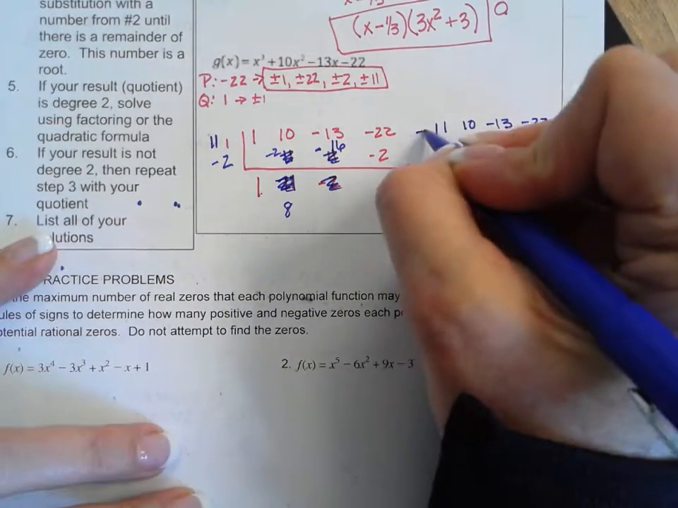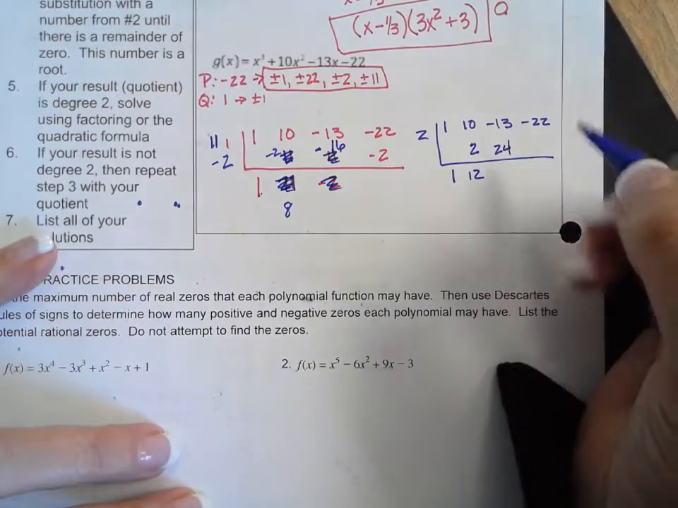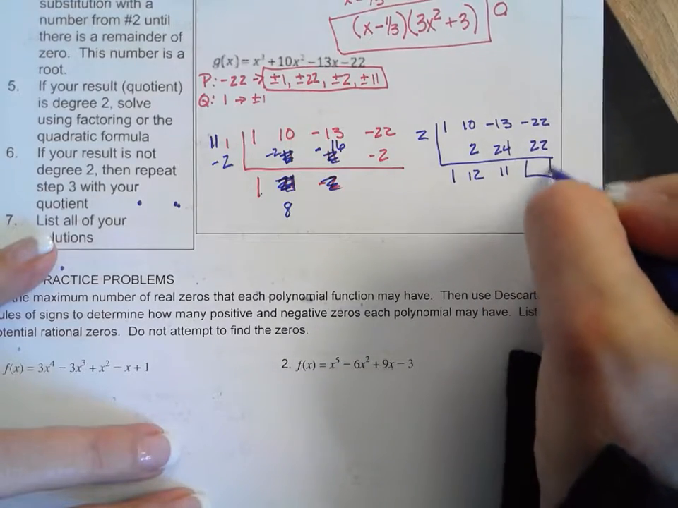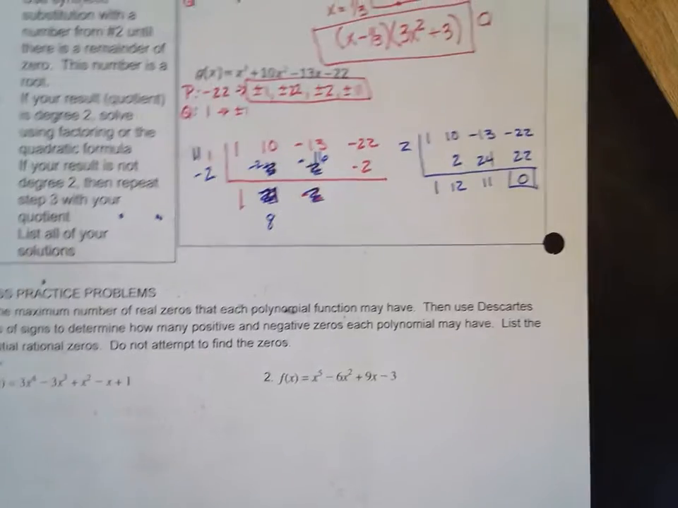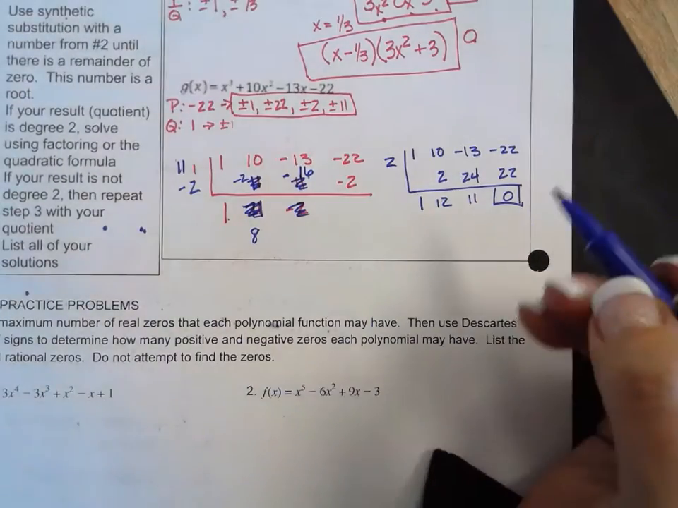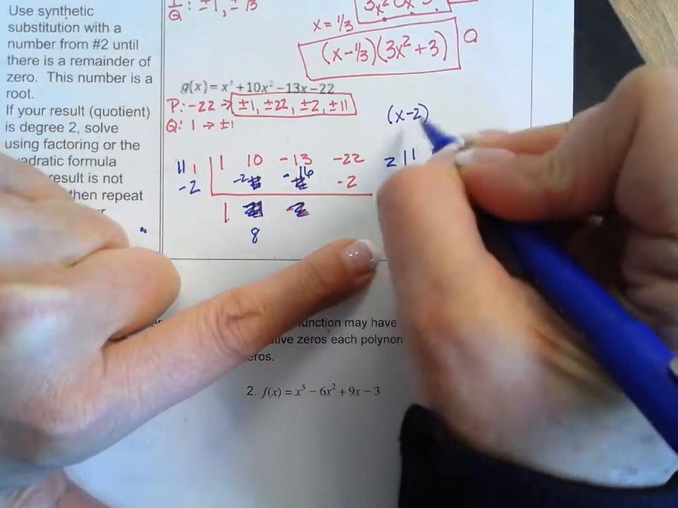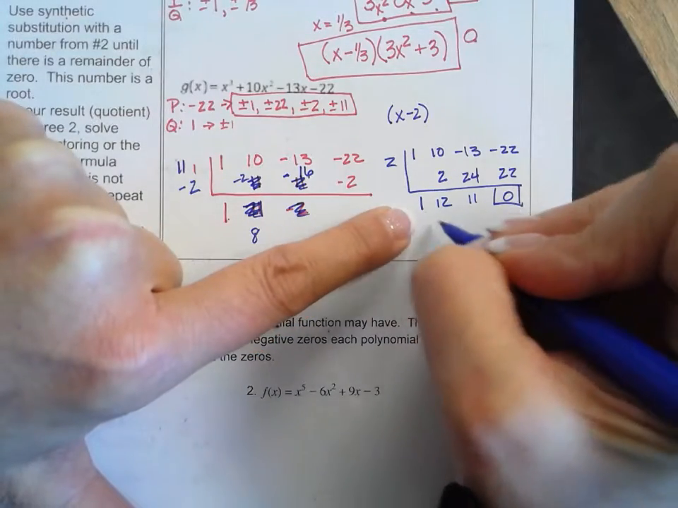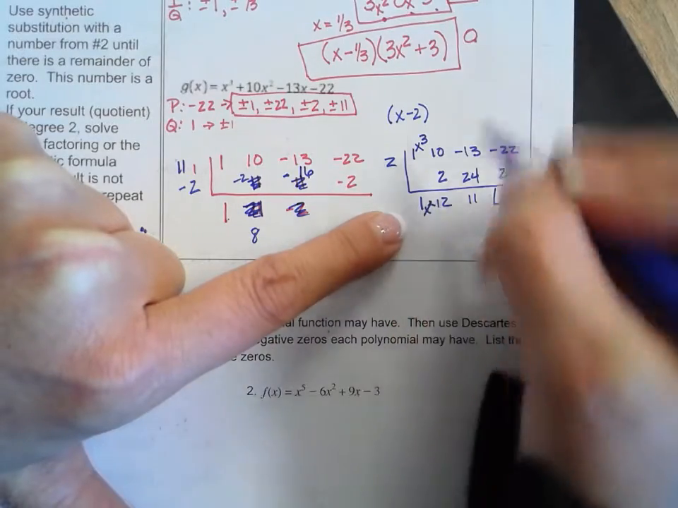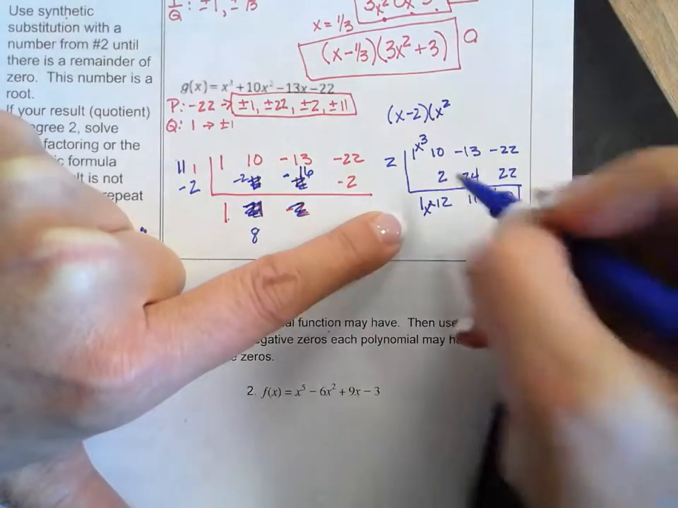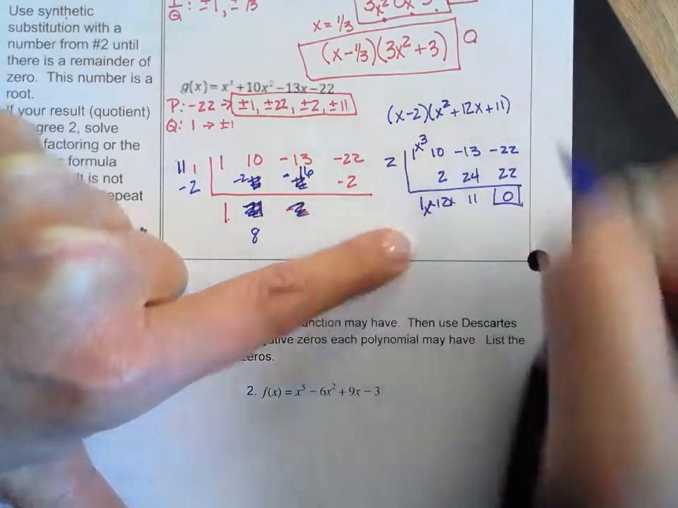Let's try positive 2. There's 12. 12 times 2 is 24. Hey. There we go. All right, so that means that I have 1 at x minus 2. And then what am I left with here? Because I started as an x cubed, that leaves me as an x squared plus 12x plus 11.